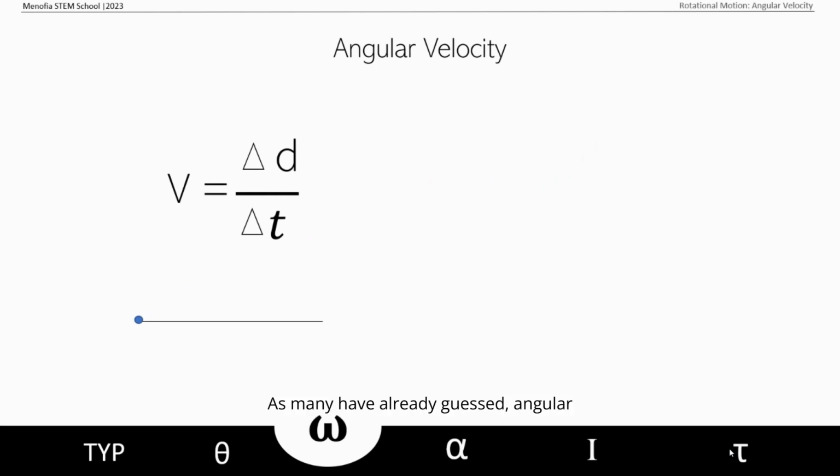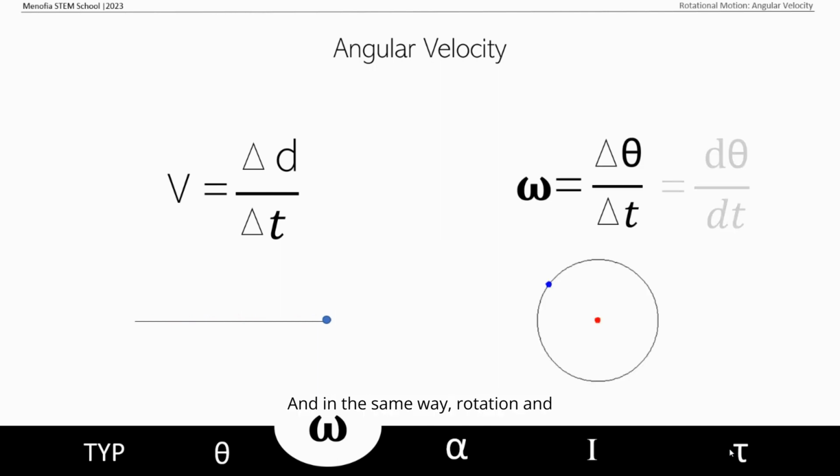As many have already guessed, angular velocity is analogous to velocity in translational motion. So we already know that translational velocity is delta d, which is the distance traveled, divided by delta t, which is time. And in the same way, rotational velocity is a measure of an object's changing angle.